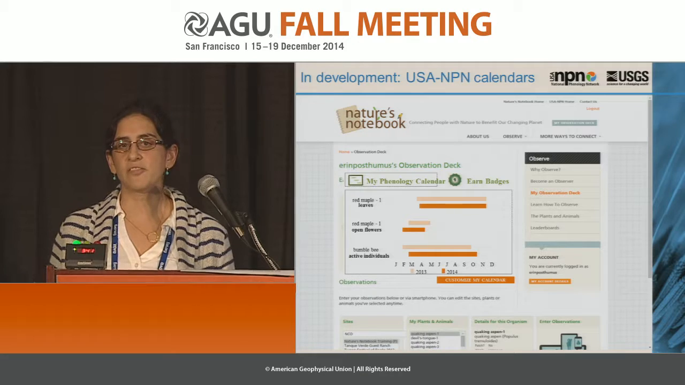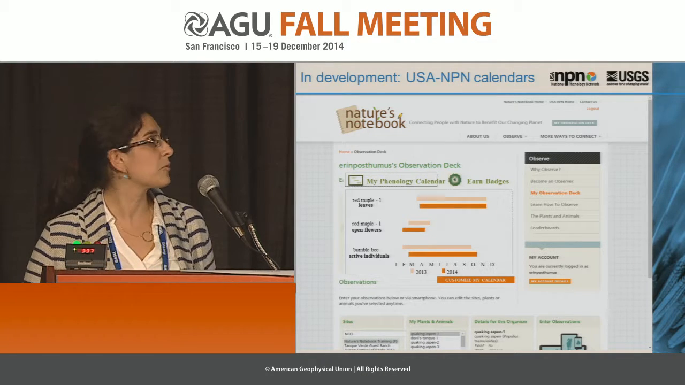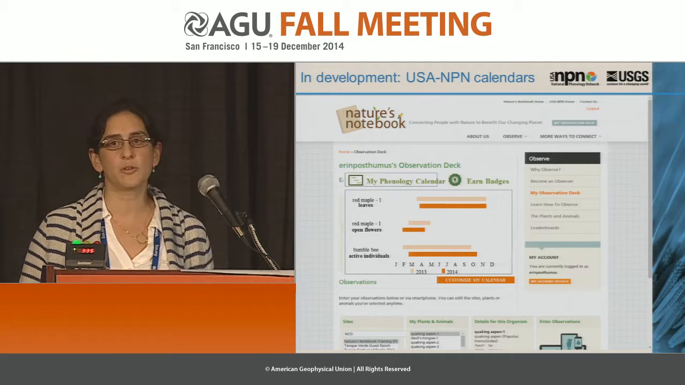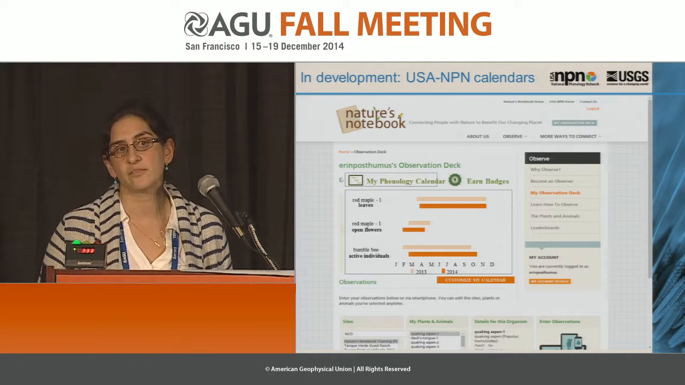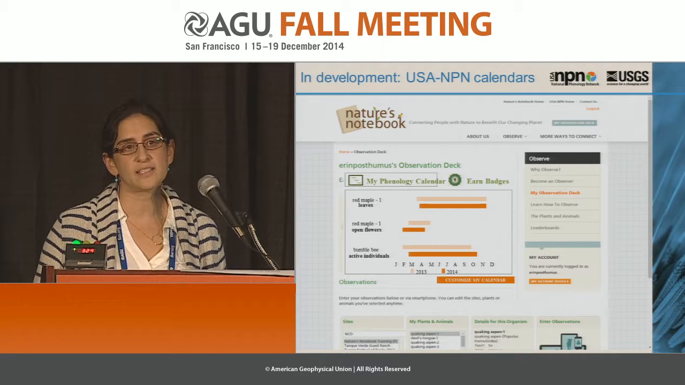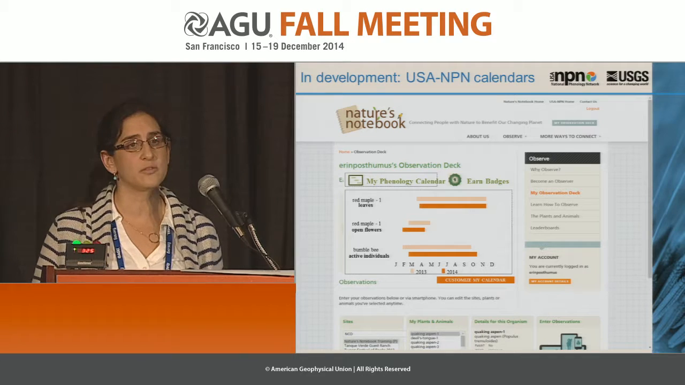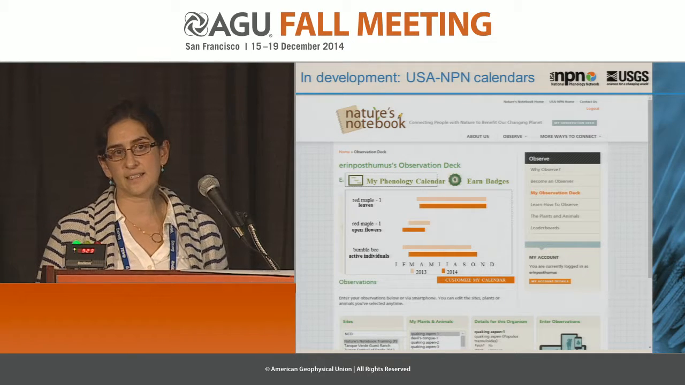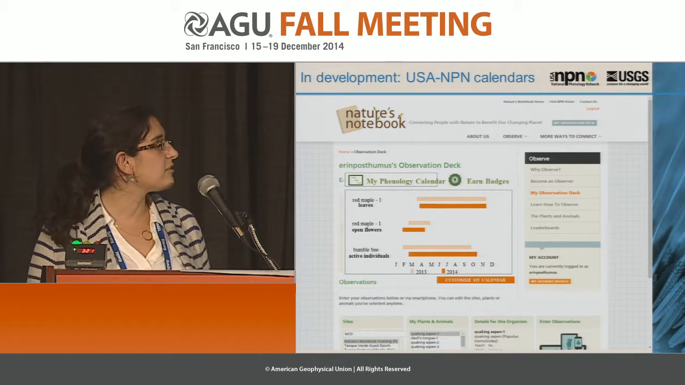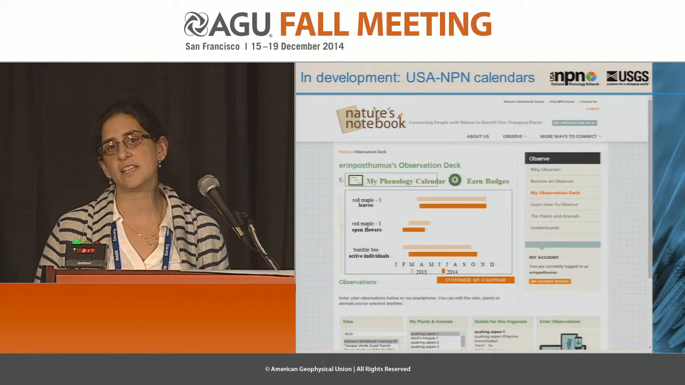This is the interface of our Nature's Notebook. Coming very soon, based on that phenometric summarized data, will be individual phenology calendars for observers, what we're calling their observation decks. So they can see the period of activity for their own individual plants and animals they're observing at their own sites. We'll also be extending this in the next year to site-level phenology calendars and regional-level phenology calendars.